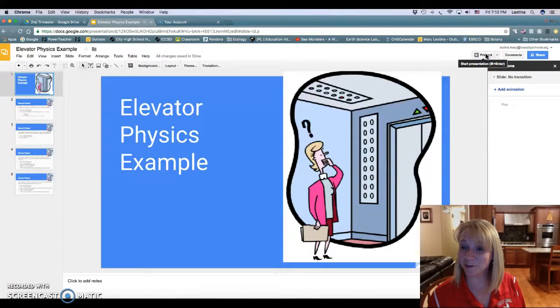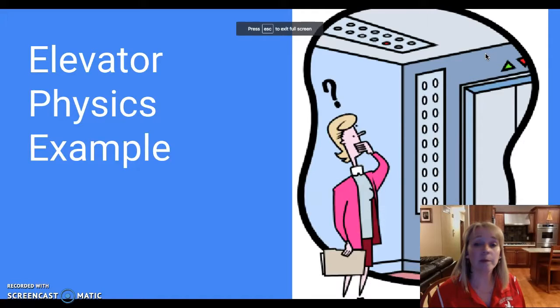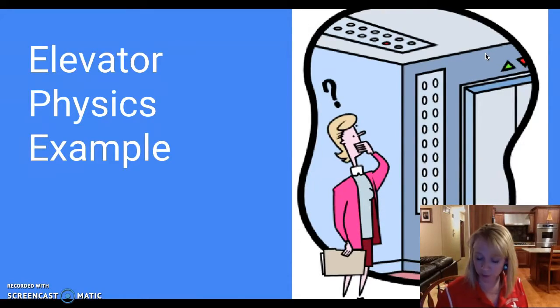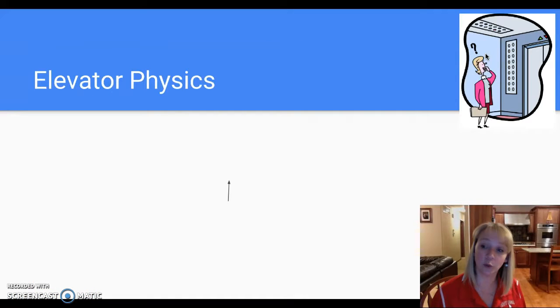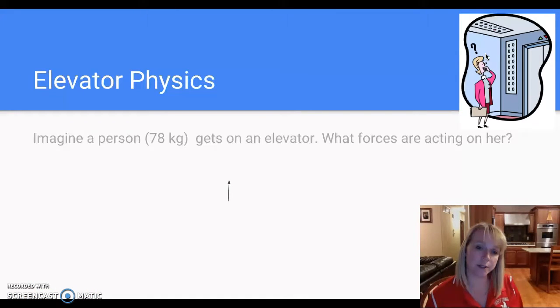All right, physics gurus. One of the famous physics problems that we look at is an elevator, and how an elevator works. Usually we use Newton's second law to describe this. So we're going to go through one such example here.